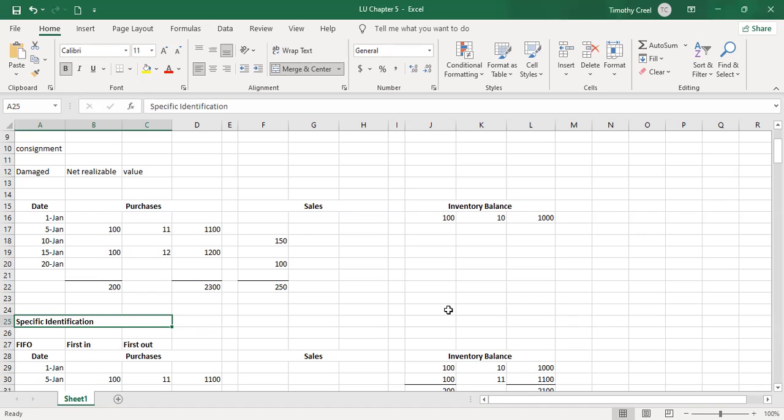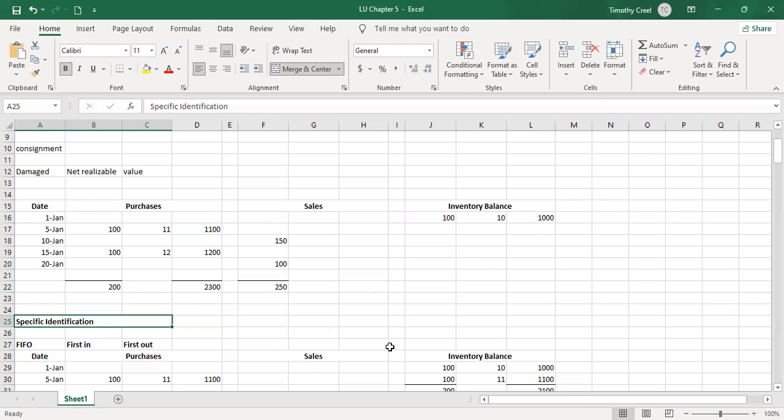Specific identification tends to be good with very large dollar value items. So if your inventory tends to be very large dollar value specific items, then specific identification is great. Now, what we're going to look at though is what if your inventory items are all the same? What if you've got 100 boxes of Tide on the shelf and they're all the same? They're all going to have the same SKU number and they're basically all the same.